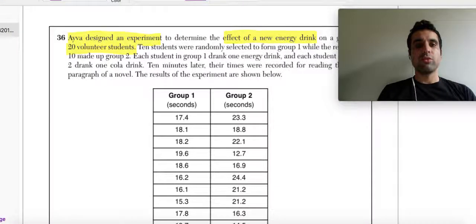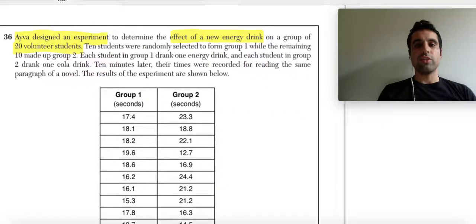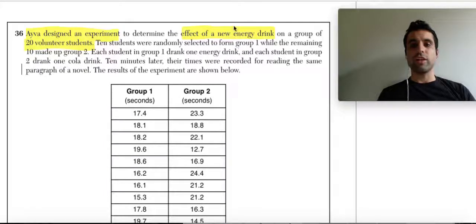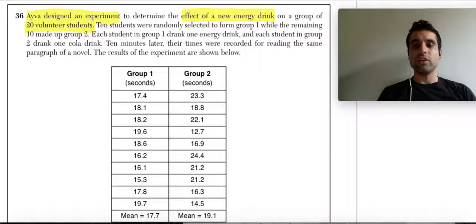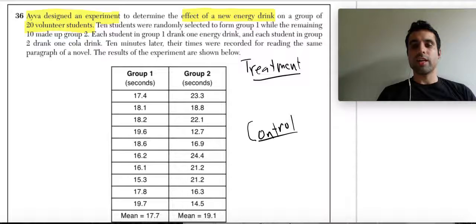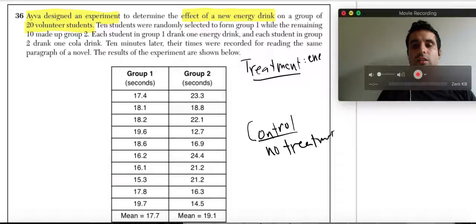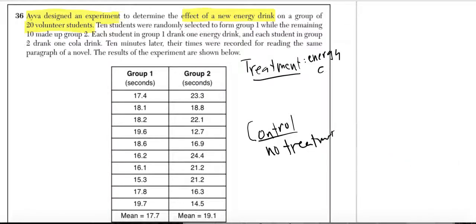So guys, before we even move forward, remember in an experiment, you always have two groups, right? The person randomly divides participants into two groups. One is the treatment group or experimental group that receives treatment, and then the control group to compare with that has no treatment. And here the treatment is the energy drink. So she wanted to determine the effect of the energy drink treatment on a group of 20 volunteer students.